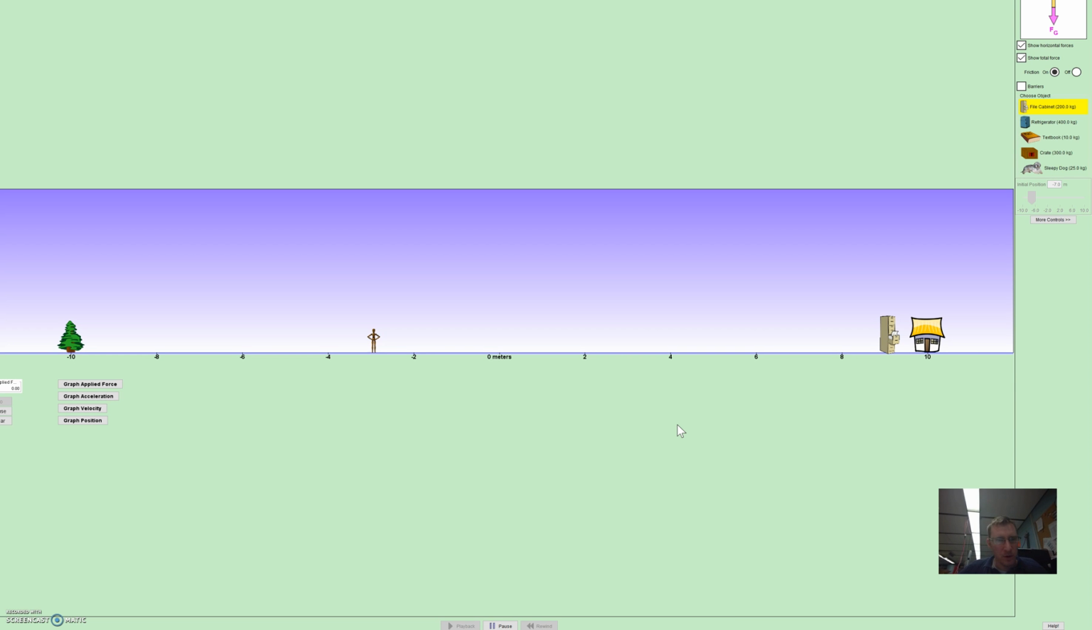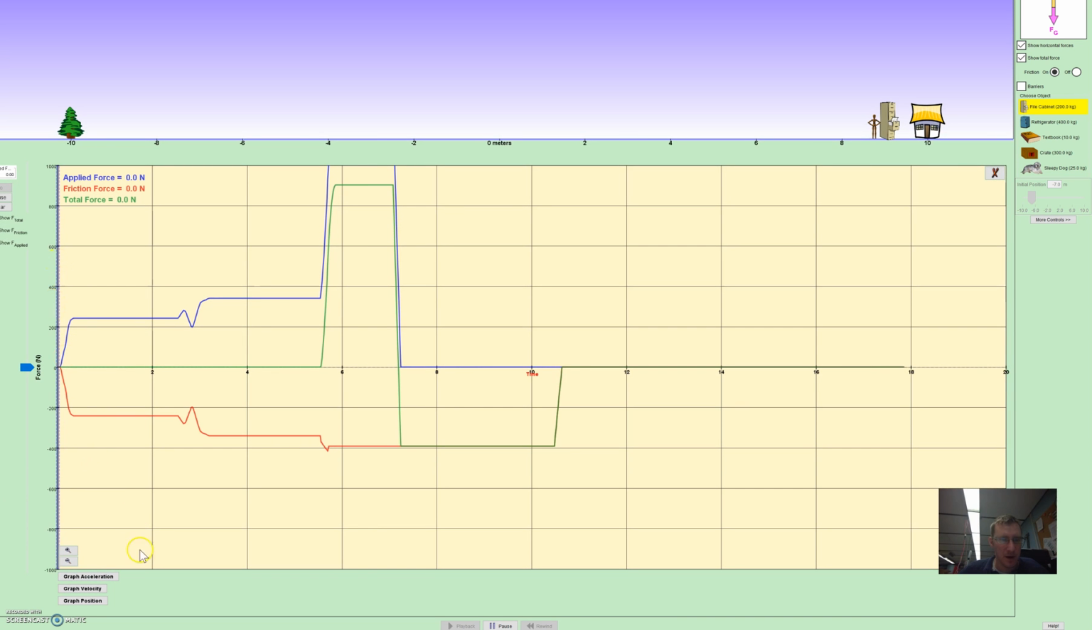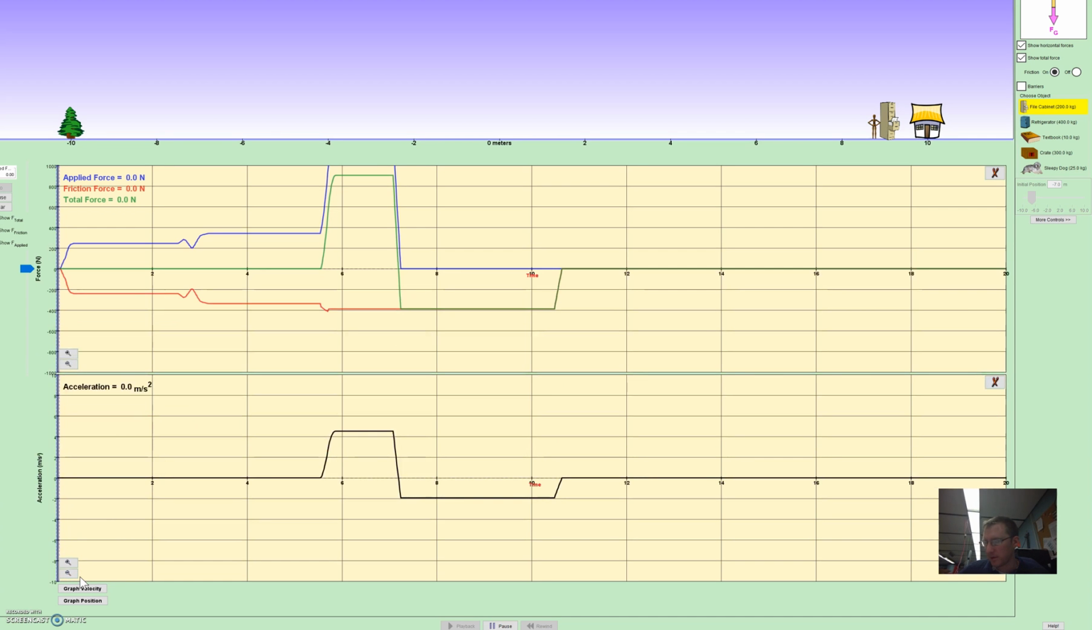There are a couple of experiments, a couple of tabs, so that you can see the graphed forces, the graphed acceleration, and the graphed velocity. So you're going to be drawing some of these graphs for each one of your scenarios as you go. And on the back, you're going to do a little bit of work.